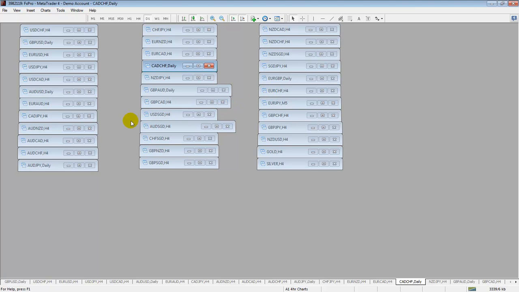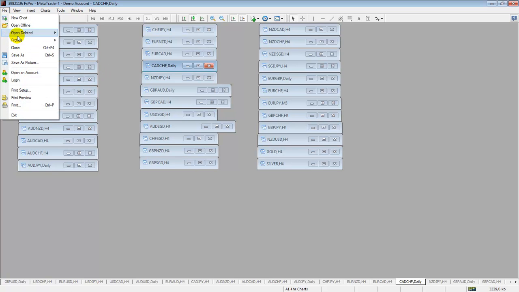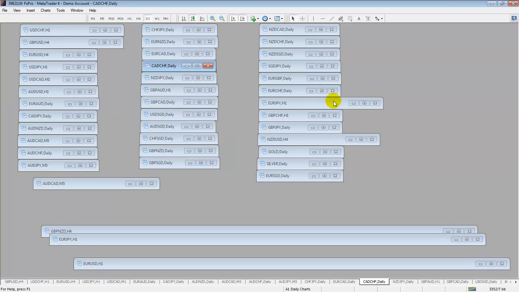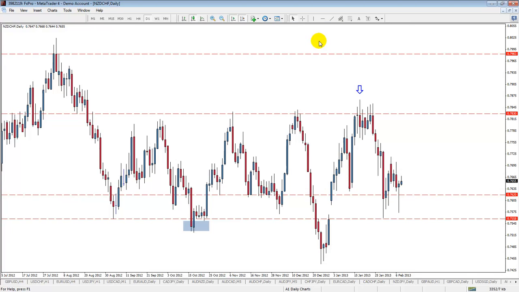Felix was looking at the New Zealand Swissy daily. Let's go New Zealand Swissy daily. Right here. Okay, so I'm assuming long. Yeah, if you go New Zealand Swissy long, you should definitely go Euro New Zealand short, assuming the Euro and the Swissy are correlated, which they are at the moment. It's essentially the same trade, isn't it? Well, it's not the same trade, but it's pretty darn close.